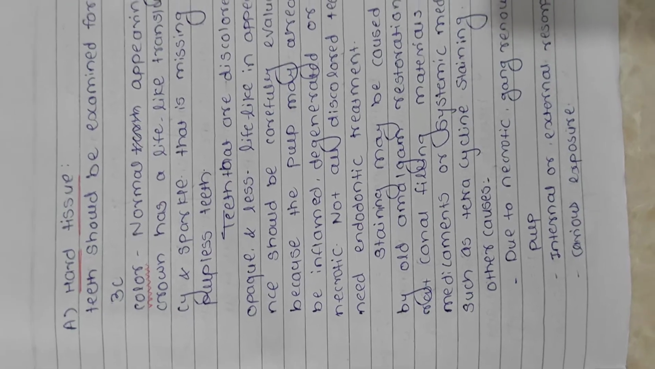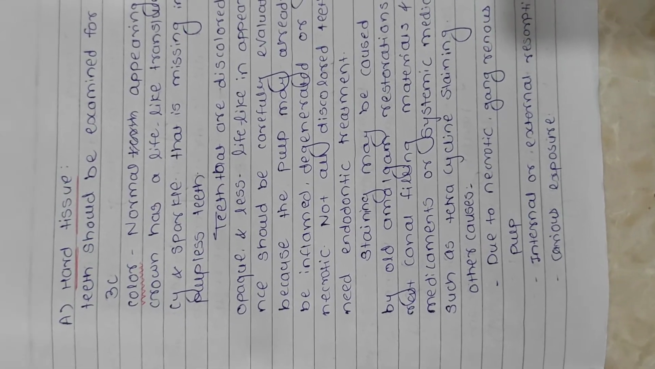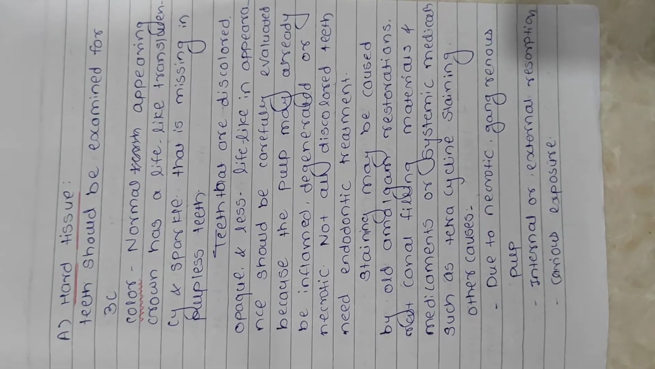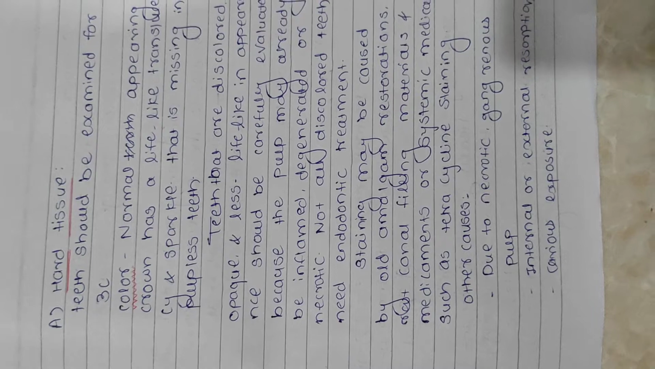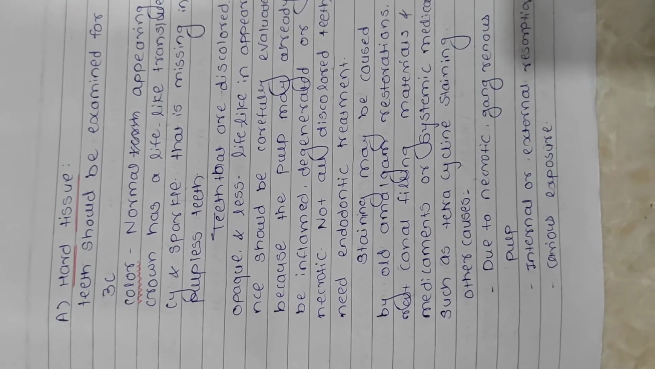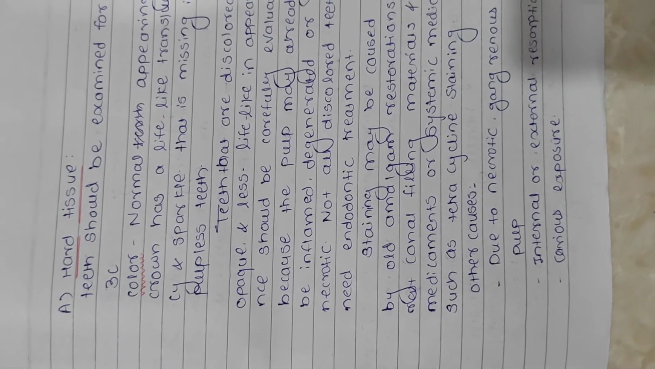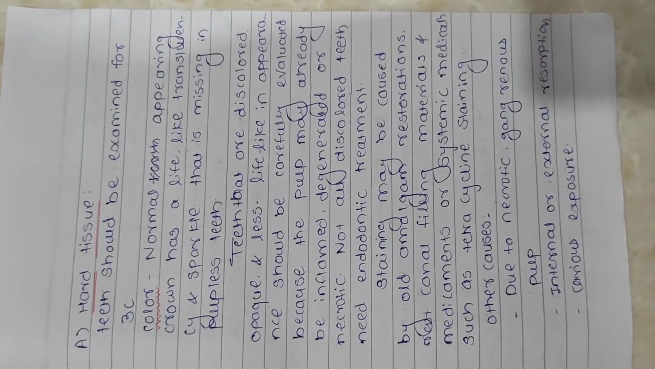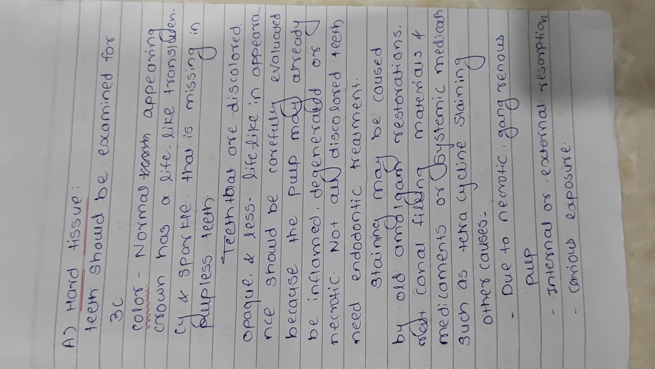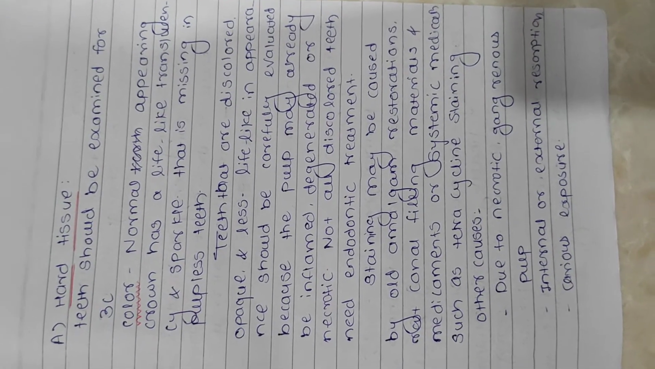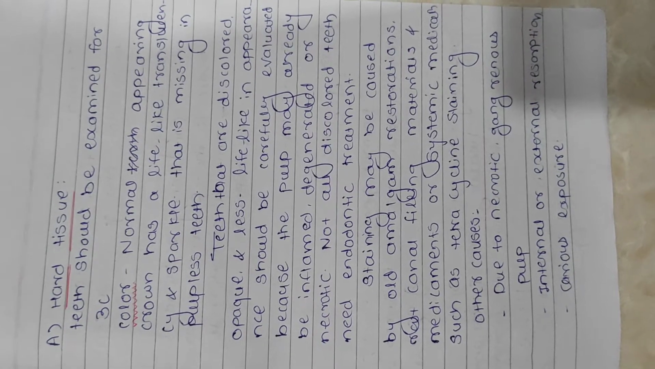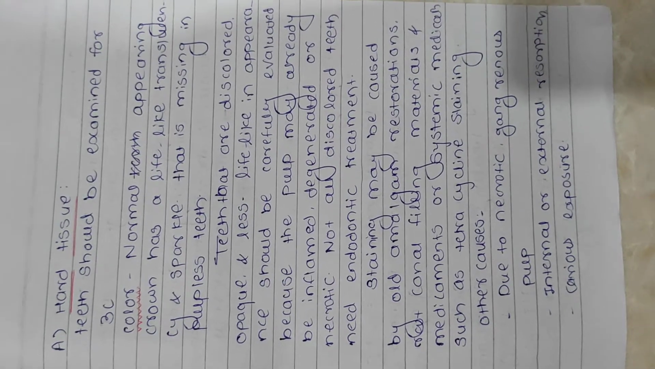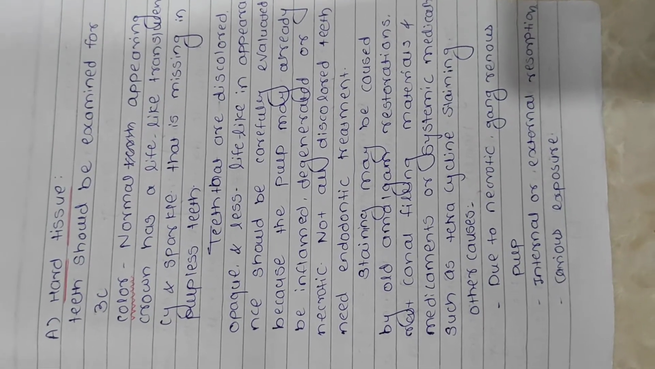Coming to the hard tissue, teeth should be examined for 3C. Color: a normal appearing crown has lifelike translucency and sparkle that is missing in pulpless teeth. That means when a vital tooth is there, it has some translucency and it sparkles. But in pulpless teeth, that sparkle is lost. Teeth that are discolored, opaque, less lifelike in appearance should be carefully evaluated because the pulp may already be inflamed, degenerated or necrotic. That means because of pulp degeneration or necrotic pulp, the color of the tooth will change.